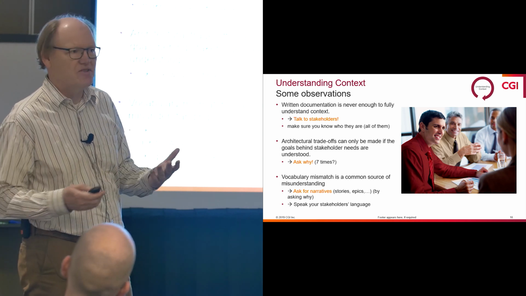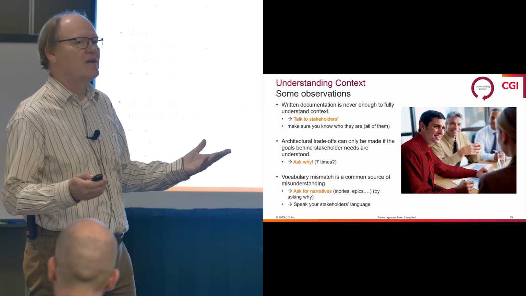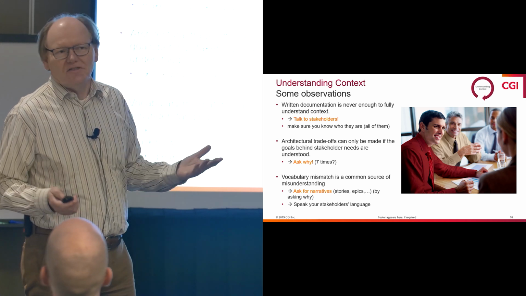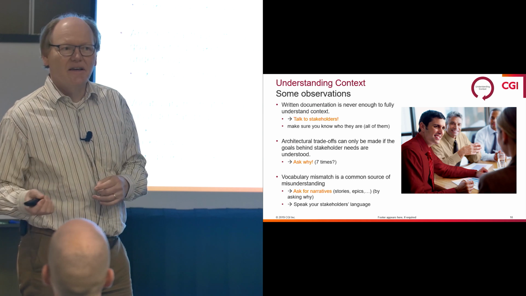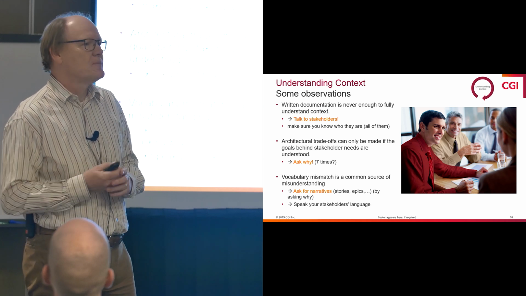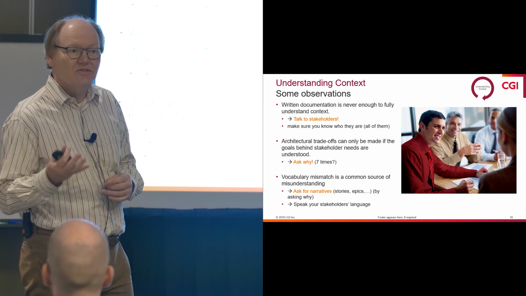Another good thing to do is to try to avoid a mismatch of vocabulary. Well, there always is a mismatch of vocabulary. Somebody says availability is very important to me. That doesn't really mean that much, right? What do you exactly mean? This is why the SEI has quality attribute scenarios, and those are basically little stories.